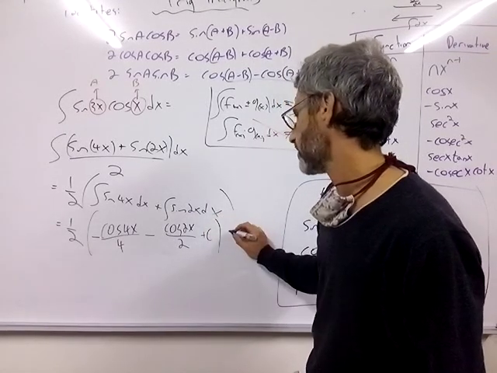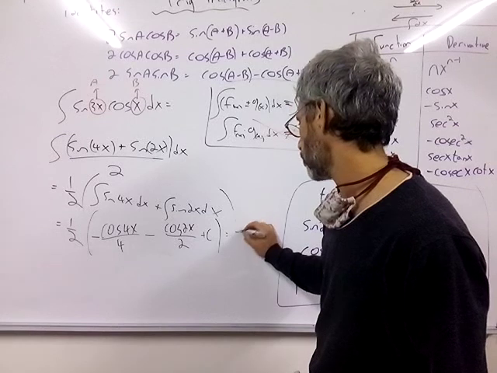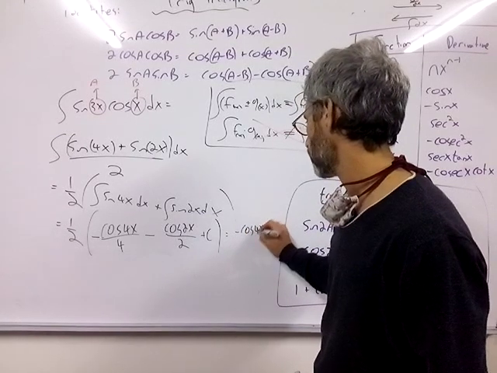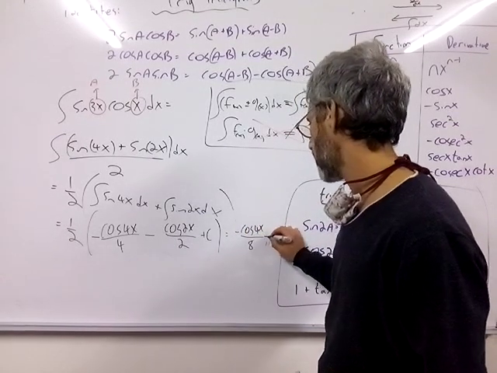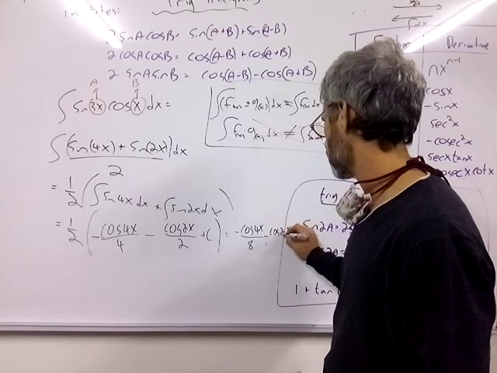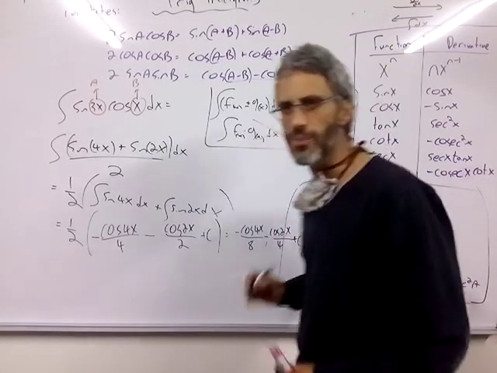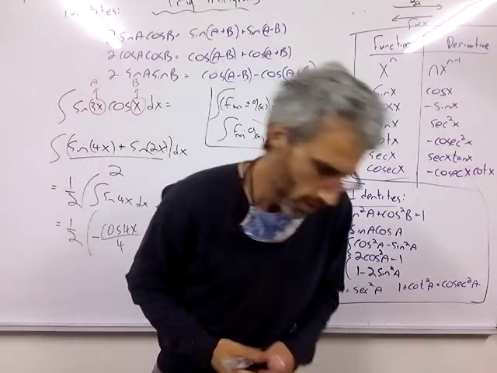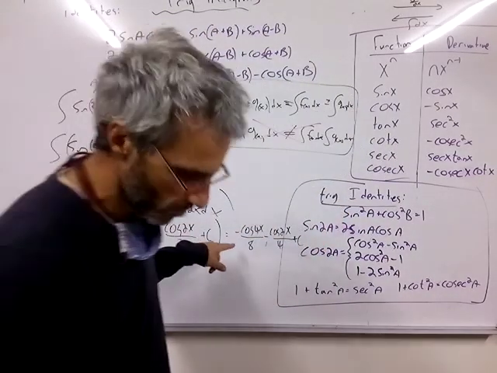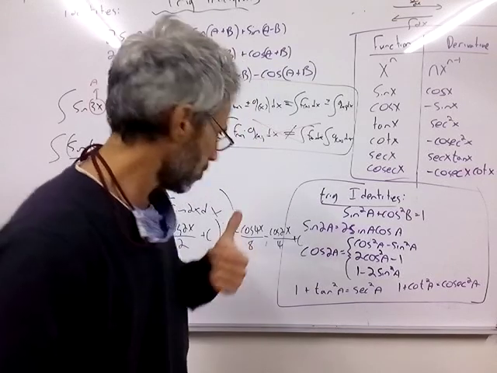Okay, let's see if we get the same thing. So it's basically minus cosine 4x over 8 minus cosine 2x over 4 plus c. I don't need to divide c by 2, because it's just a constant. Let's see, minus cosine 4x over 8 minus cosine 2x over 4. All good, all good.